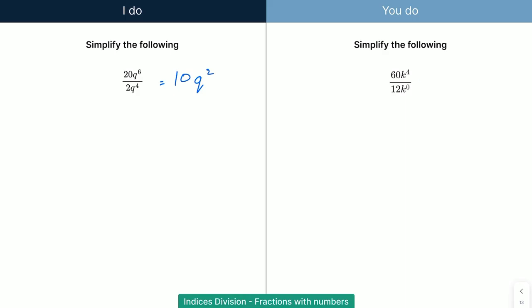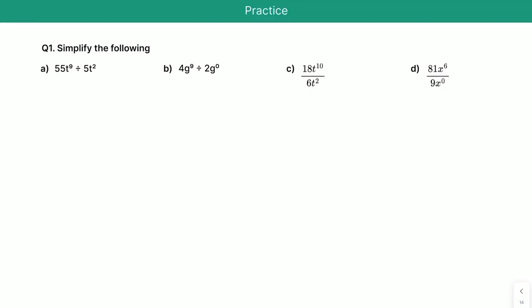And hopefully you've pressed pause and had a go at this. So if I look at the numbers, 60 divided by 12, that becomes 5. And then k to the power of 4, take away the 0, that's just a 4 there. So again, here's some practice questions. Press pause and have a go. Here are the answers. Mark your work.